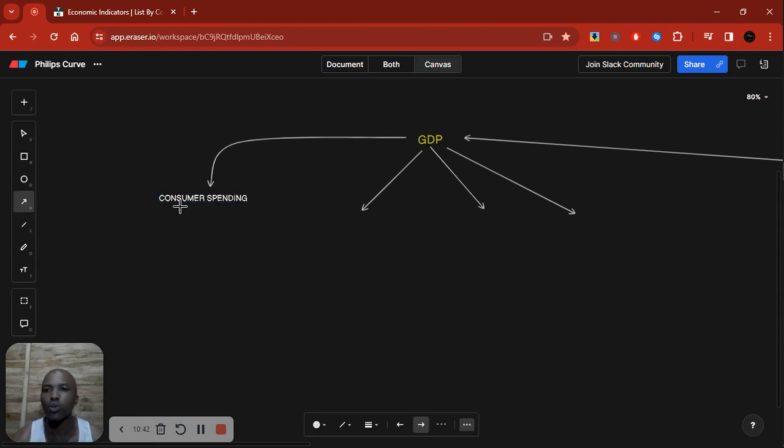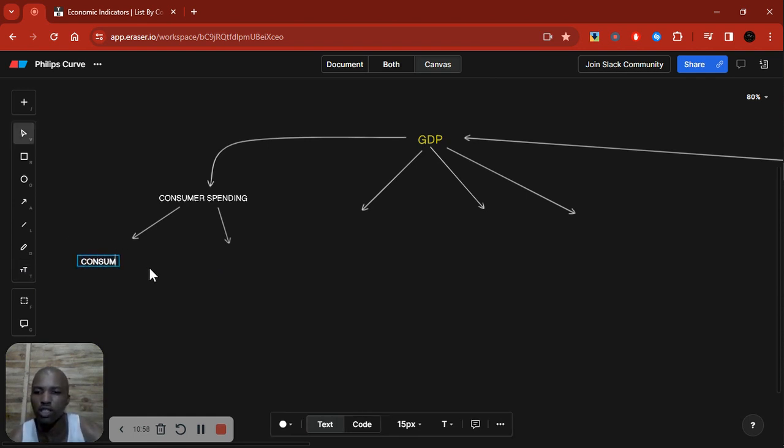And then when it comes to consumer spending, we can break it down into two things that we pay most attention to, when we're looking to trade. We're looking at consumer confidence, and then we're also looking at retail sales. All these things are telling us about consumer spending.